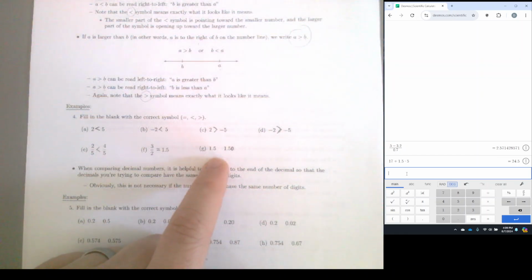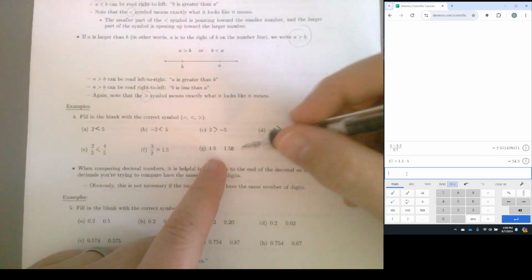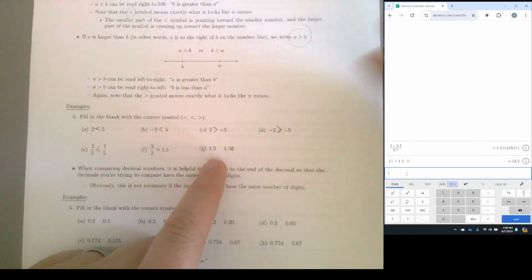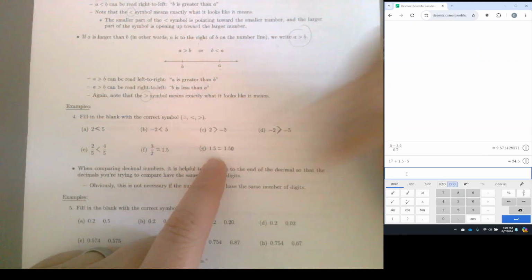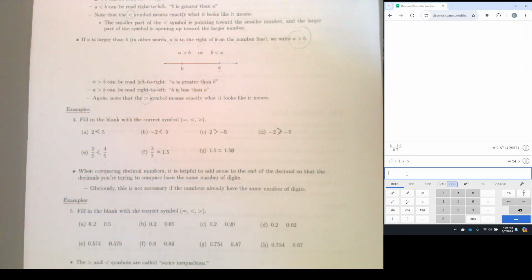And we've talked previously about the fact that with decimal numbers you can add or remove zeros to the end of a decimal number, and it doesn't change the value of the number, so these numbers would also be equal to each other. Okay, so this is how comparisons of numbers works.